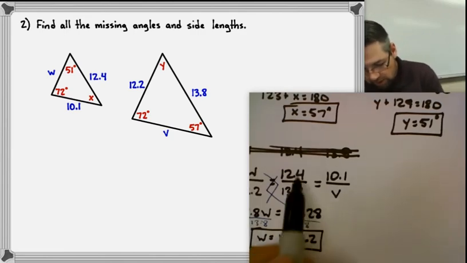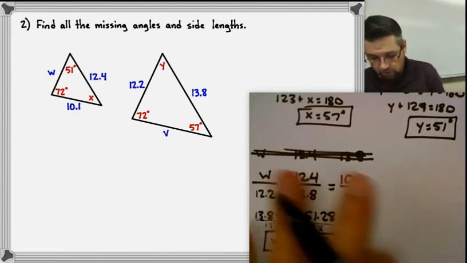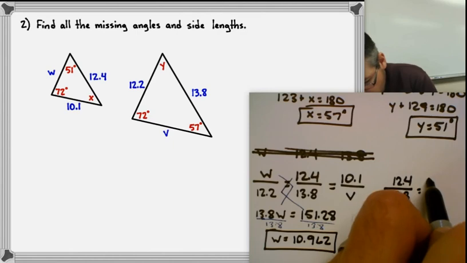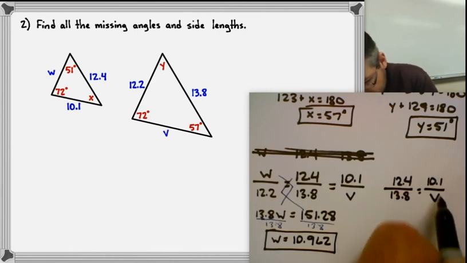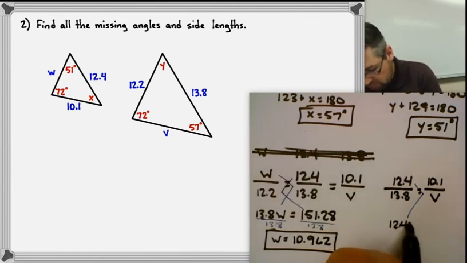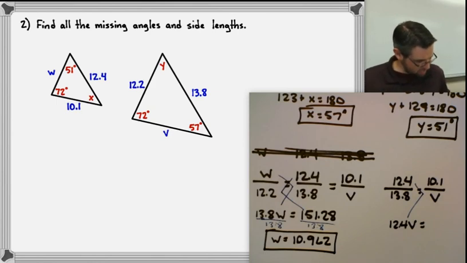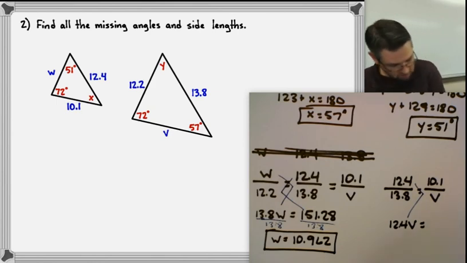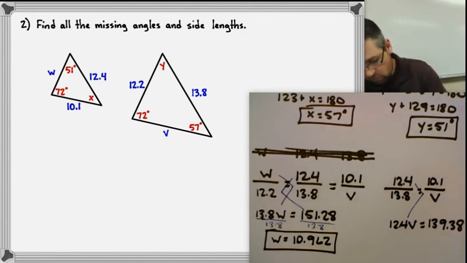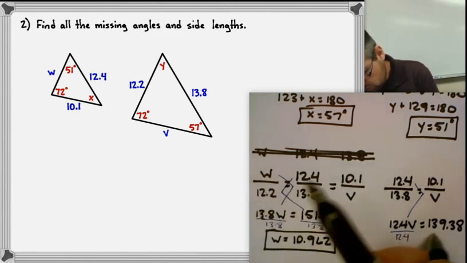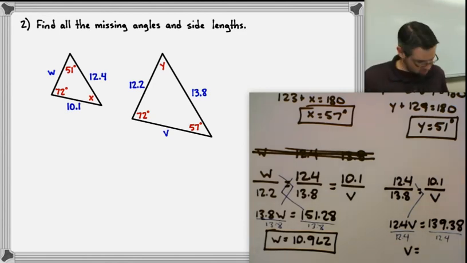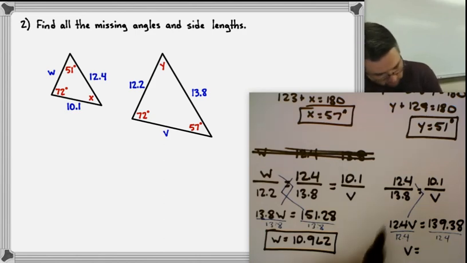For the other one, we'll ignore the W now, and we'll focus on the other relationship. 12.4 over 13.8 equals 10.1 over V. We'll cross multiply those. So we end up with 12.4V equals, and then the 13.8 times 10.1 is going to be 139.38. And then, of course, divide by 12.4. And we end up with V equals, calculator again, 11.240.